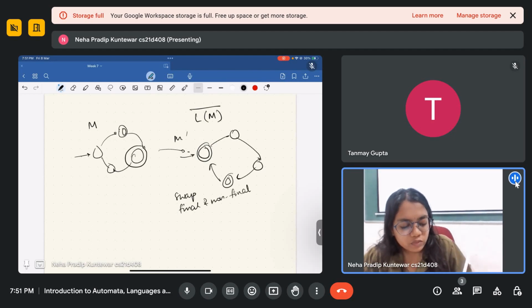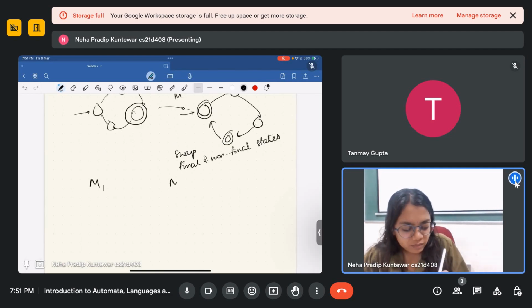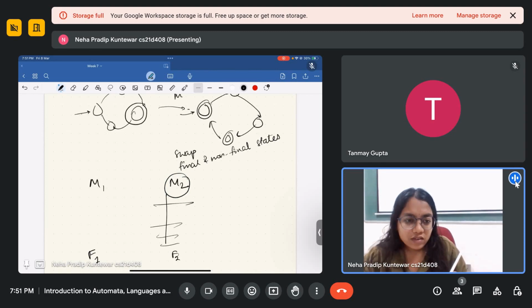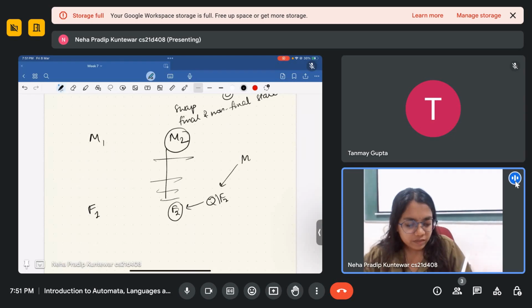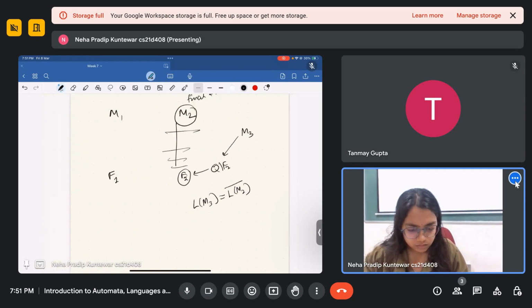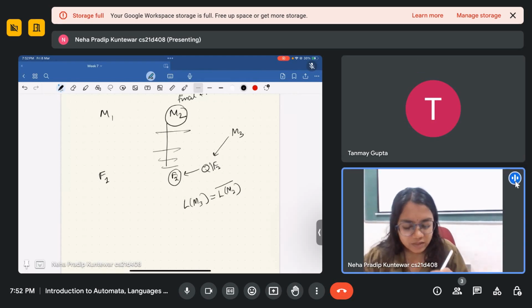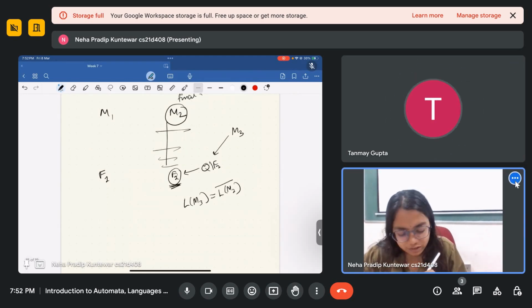So what we will do is, you are given two tables, one for M1 and one for M2. For M2's table, the table is the same, only that there are some final states here. We will change this F2. We are only changing the final states, and the new final states are everything except F2. I'll call this M3. So the language of M3 is nothing but the complement of the language of M2. This much is okay. That is the only thing we did. We just changed the F2.